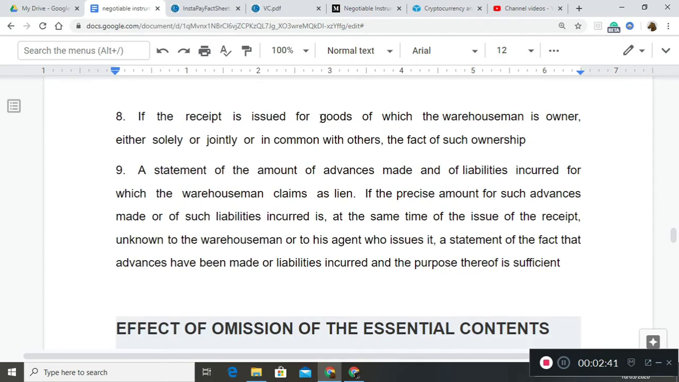If the receipt is issued for goods of which the warehouseman is owner, either solely or jointly or in common with others, the fact of such ownership must be stated. It must also state the amount of advances made and liabilities incurred for which the warehouseman claims a lien over the goods being stored or kept.